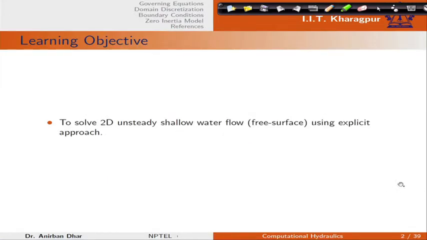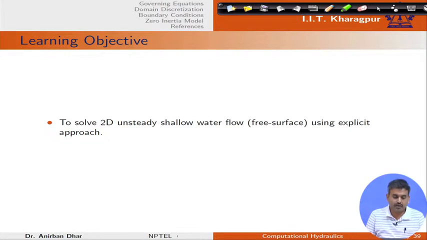Learning objective of this particular unit: at the end of this unit, students will be able to solve 2D unsteady shallow water flow using explicit approach.